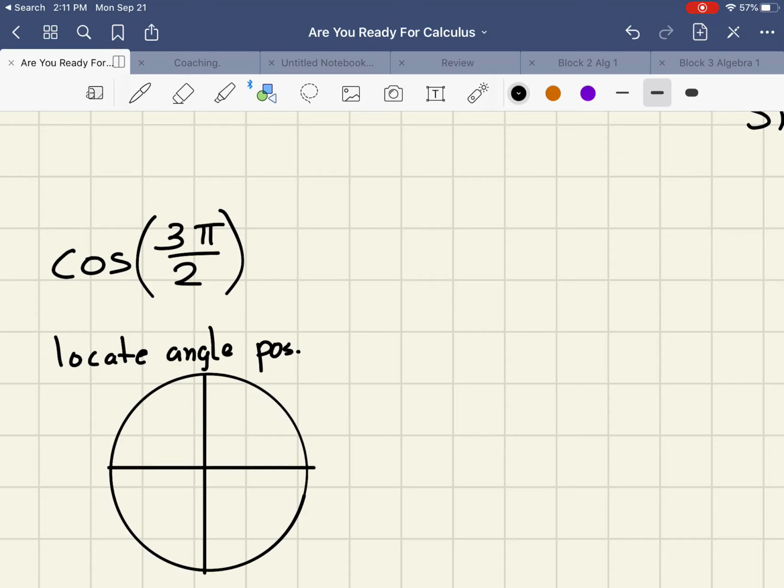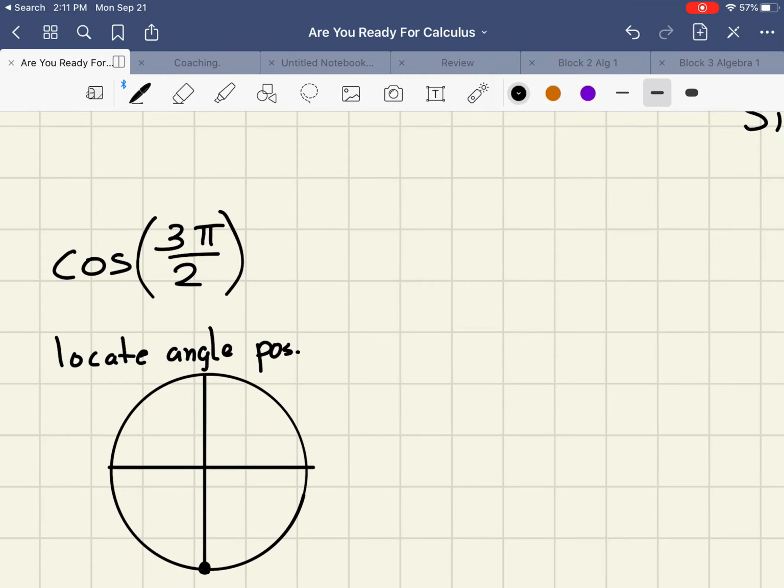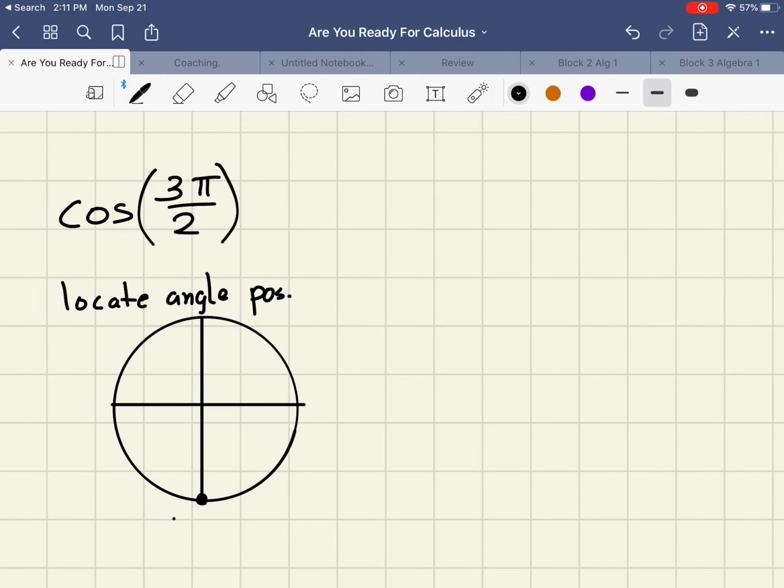All right, so based on a prior video, we should be able to locate 3 pi over 2, 1 pi over 2, 2 pi over 2, 3 pi over 2. Oh wait, that's where I need to be. So 3 pi over 2 is here. The coordinates of that point are 0, negative 1. And since cosine is the x value, the answer is simply 0. That's it. We don't need a calculator.